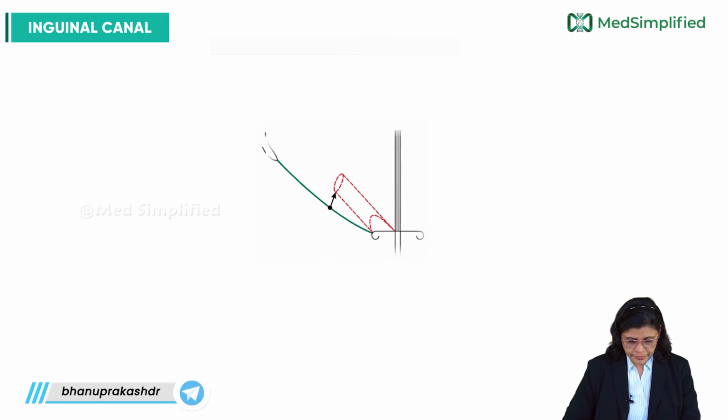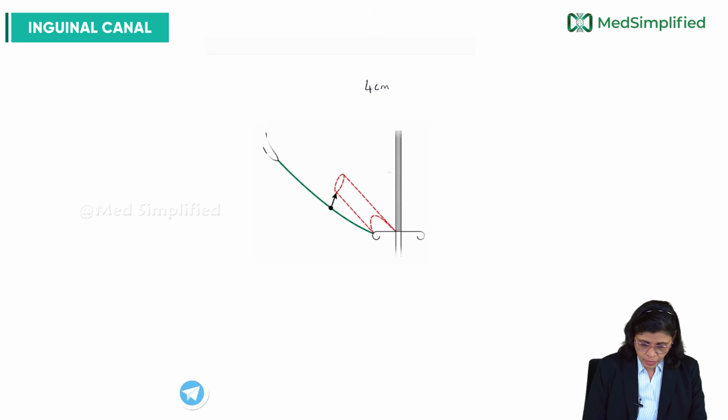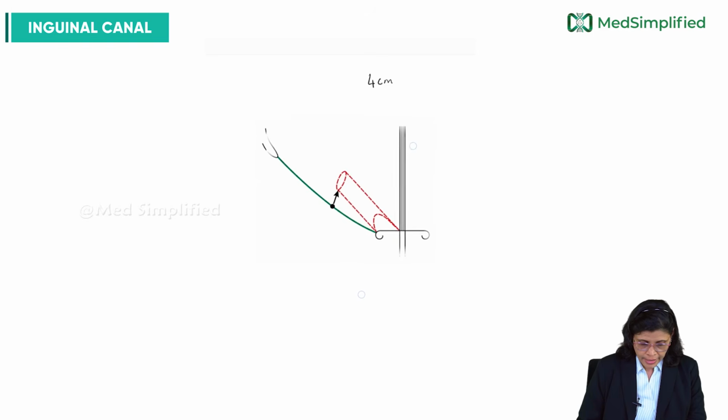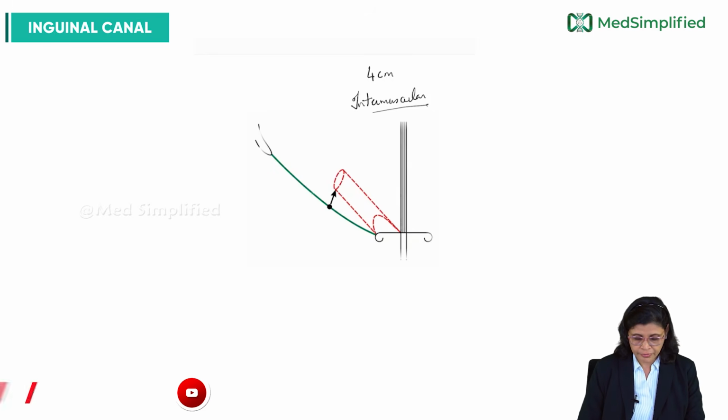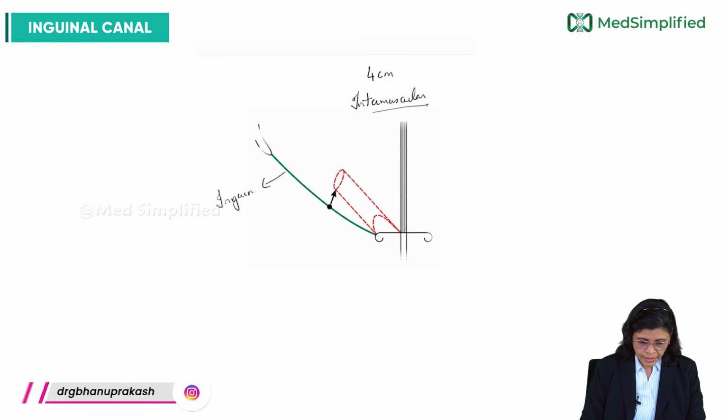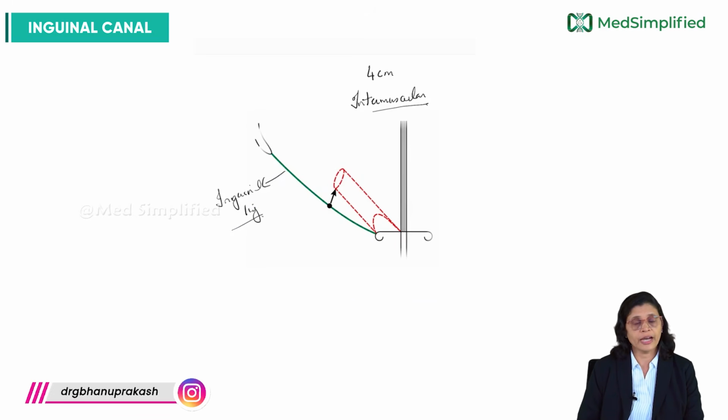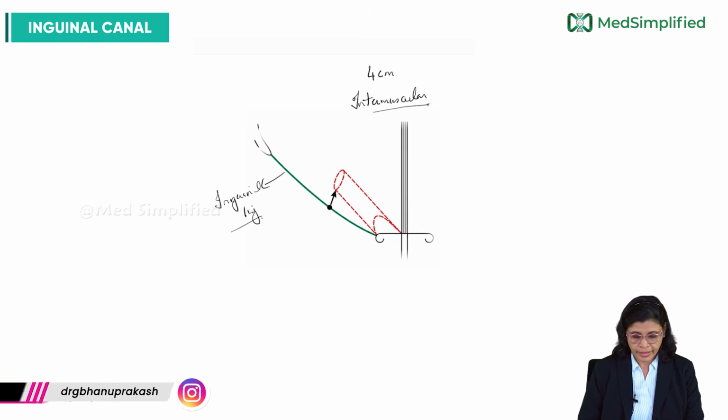So, this canal here, when we see, it is about 4 centimeters long and it is directed downwards and forwards and medially. So, it is intermuscular. It lies parallel to the medial half of the inguinal ligament. So, it has an opening at two ends, the deep ring and the superficial ring. So, this is the deep ring and here the superficial ring is present.